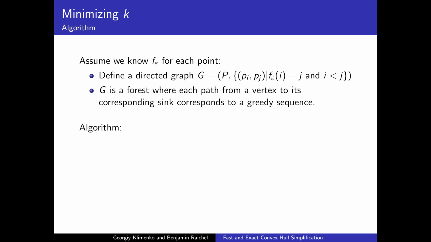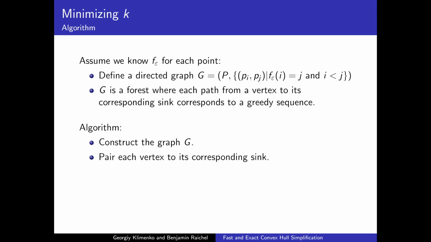The actual algorithm: we first construct the graph. Now we need to list all possible greedy sequences, which are vertex-sink pairs in the graph. And we can get all those pairs by topologically sorting the graph. And we only have a linear number of them, as we only have one sink per vertex. Then for all such pairs, we only need to select the ones corresponding to valid greedy sequences. And we can do that by checking if f epsilon applied to the sink index is larger than the vertex index.